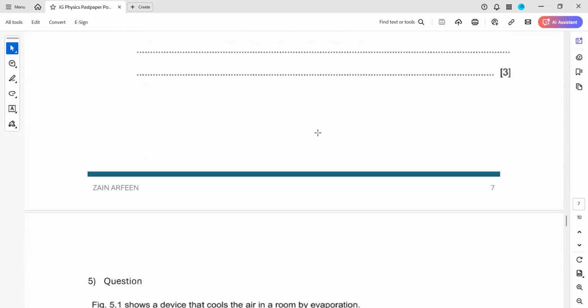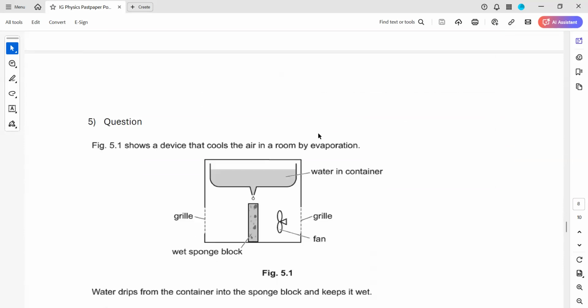Sir, 3 marks are there for that. Oh, yes, sir. Sir, you edited the file. Yes, sir.